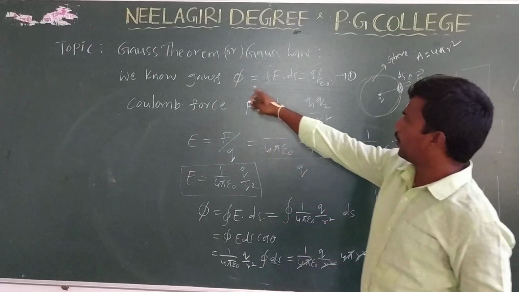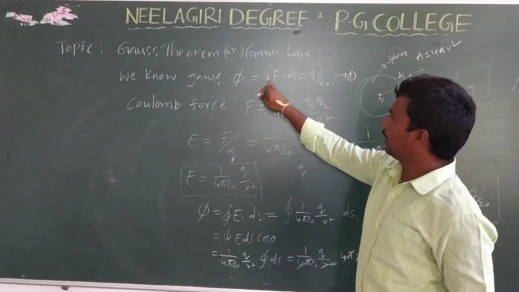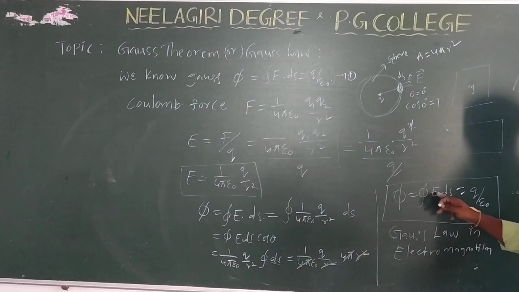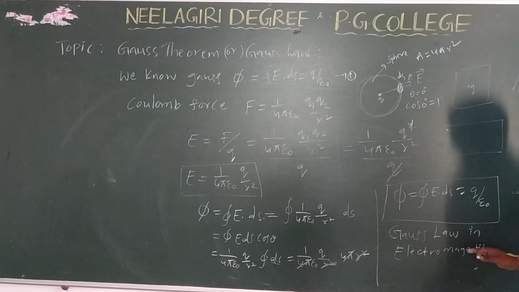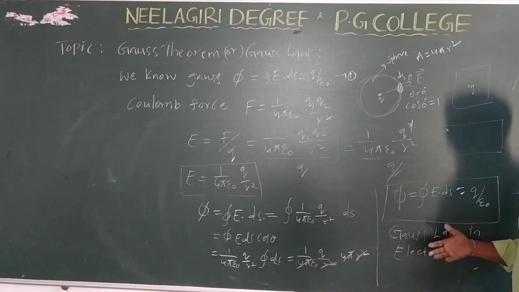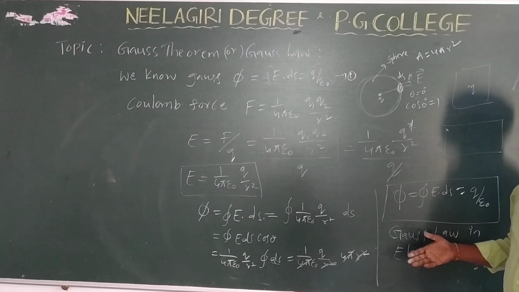So we already know that the integral E dot ds is equal to q by epsilon naught. So we get phi is equal to the closed integral E dot ds is equal to q by epsilon naught. This is the Gauss law in electromagnetism. It is very useful in electrostatics. Okay, our next topic is applications of Gauss law.